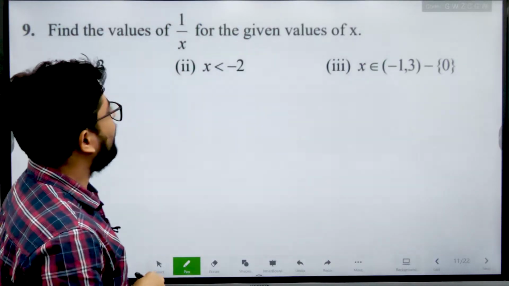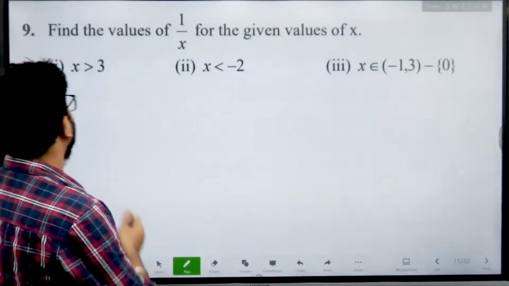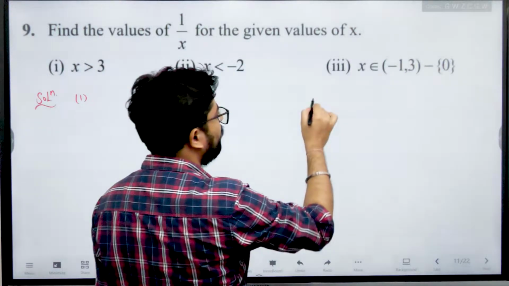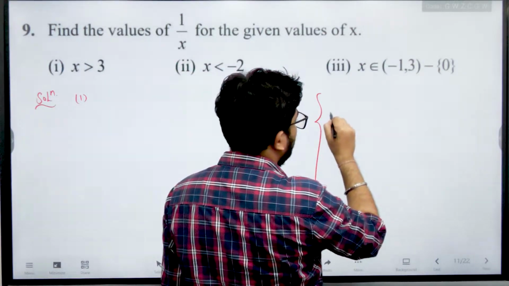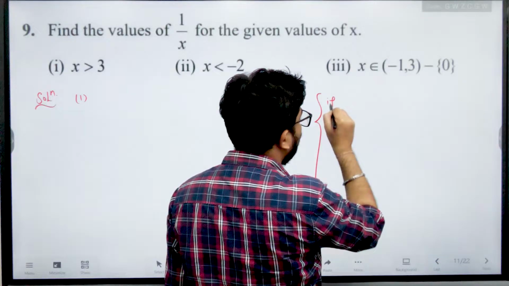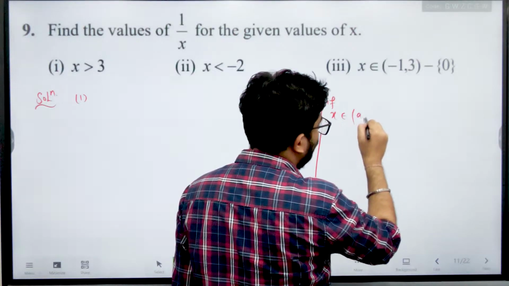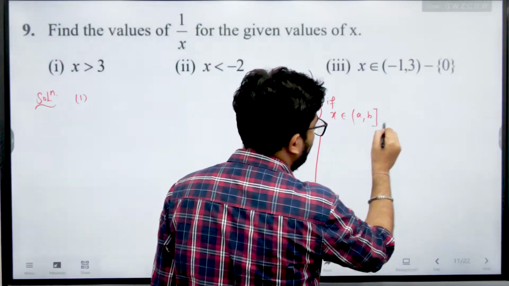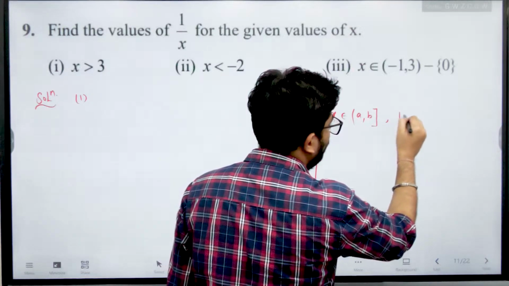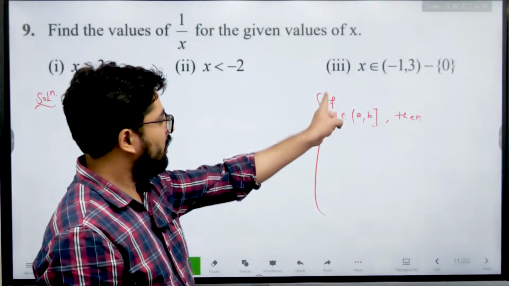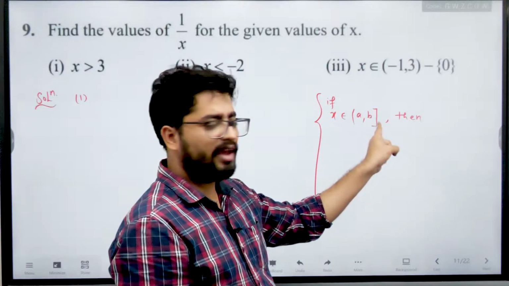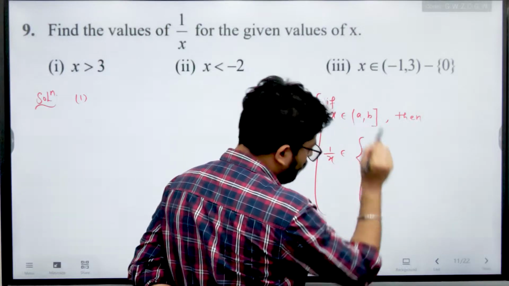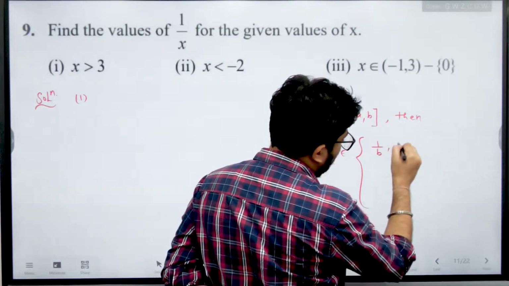Solution: find the values of 1 by x if you know the value of x. We already know the rule. If x belongs to (a, b], a open, b closed, then 1 by x belongs to [1 by b, 1 by a).